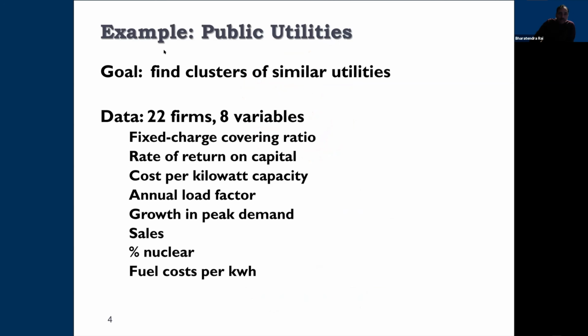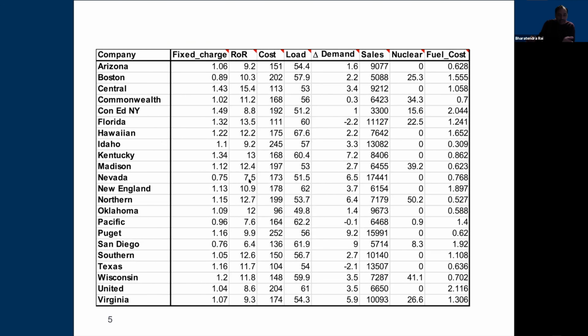We'll look at one example. This example involves 22 companies, and these are all public utilities. And the goal is to find clusters of similar companies. There are 8 variables which are listed here. On the next slide, you have the entire data. This is not really big data. To create this example, we have used a smaller data set, but there are 22 companies and 8 variables. How do we classify these 22 companies into different clusters based on these 8 variables? So that's the challenge, or that's the goal.